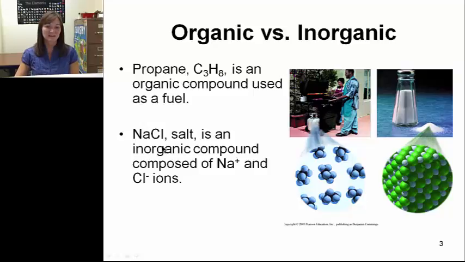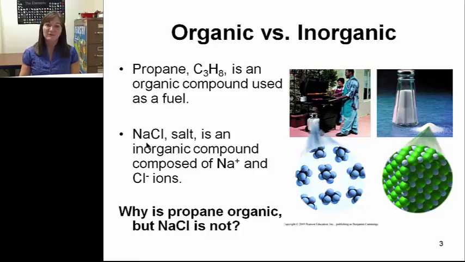So remember we talked about ionic compounds when you have a metal to a nonmetal. So ionic compounds are not organic compounds. It doesn't even have carbon in it. So why is propane organic and sodium chloride is not? Well, if we look at this, we go to propane. It's got a lot of carbons and hydrogens in it, so that makes it organic.